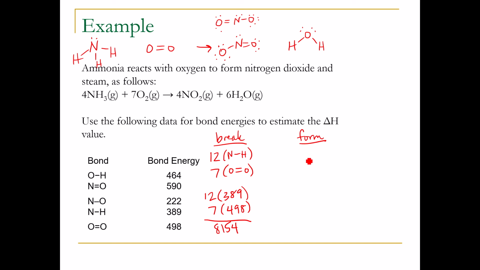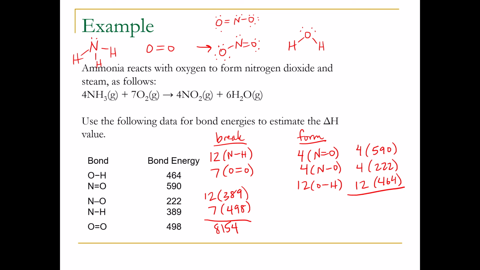Now for forming, I'm going to treat it as a double bond and a single bond, so I have 4 of the NO double bonds and 4 of the NO single bonds. And then I also have 12 of the OH bonds, because I have 6 water molecules that have 2 of those bonds each. So 4 times 590 and 4 times 222 and 12 times 464. I'm going to add all that together and I get 8,816.